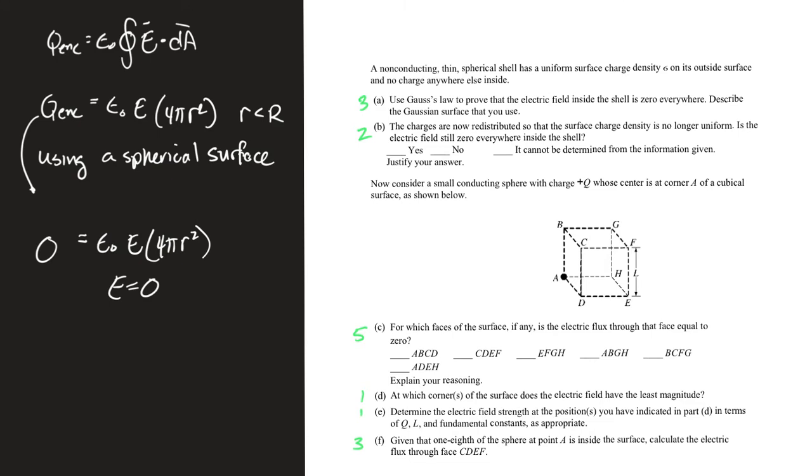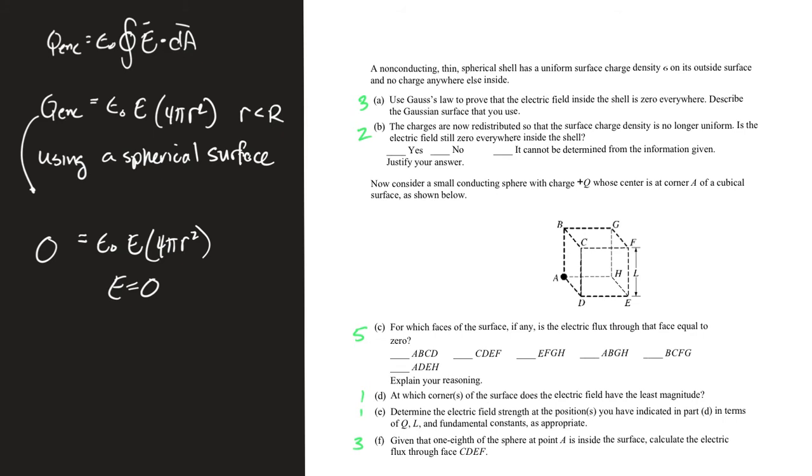Now, when it comes to points, they gave 1 point for a proper application of Gauss's law using spherical symmetry, 1 point for a proper description of the correct Gaussian surface. So you had to indicate that you were using a Gaussian surface that was inside the shell. You could have drawn a picture and that would have worked as well. And 1 point for completing the response by indicating that E equals 0 because Q is equal to 0.